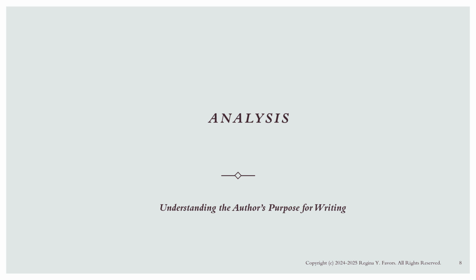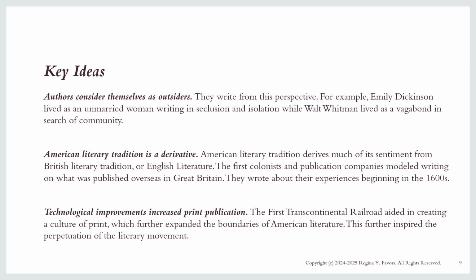So let's look at the analysis of everything we've just gone through. So understanding the author's purpose for writing. So here are your key ideas. Just a quick summation. Authors consider themselves as outsiders. They write from this perspective. For example, Emily Dickinson lives as an unmarried woman, writing in seclusion and isolation, while Walt Whitman lived as a vagabond in search of community.